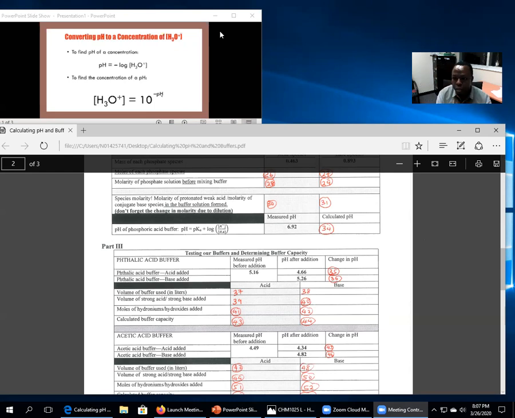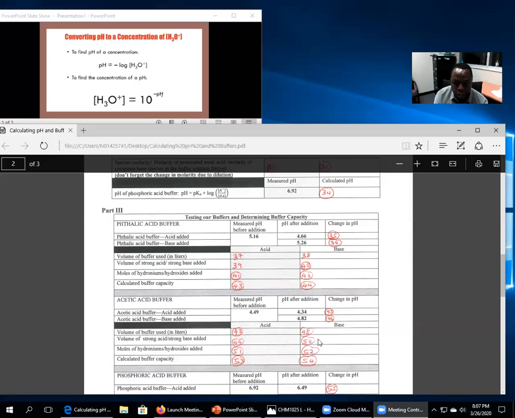Thank you. I wanted your attention to go there because the measured pH is what they're talking about right there: the measured pH after addition. Now, the question is the volume or number of moles, volume of the strong acid, strong base. For 39 and 40, volume of strong base, strong acid.